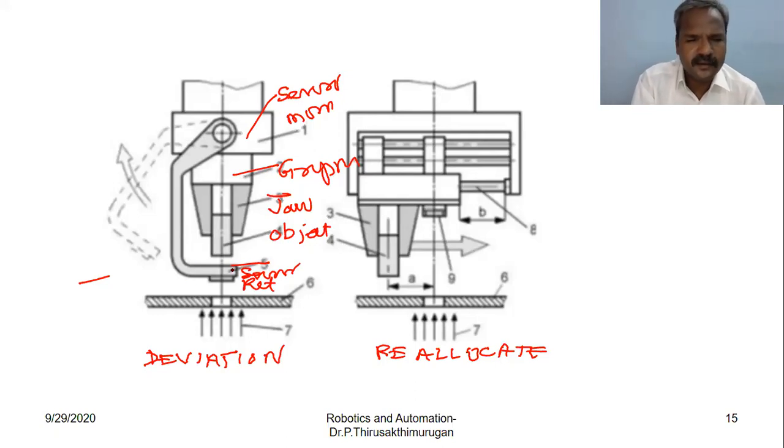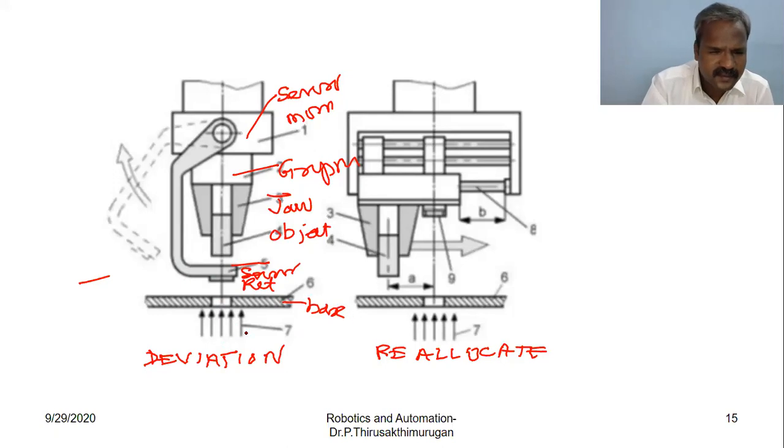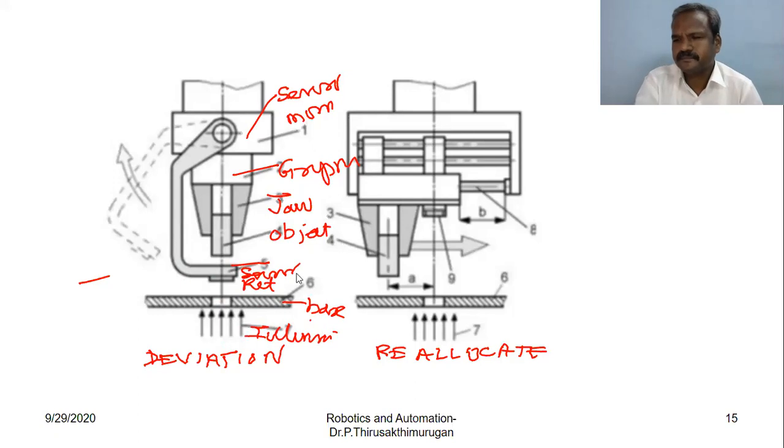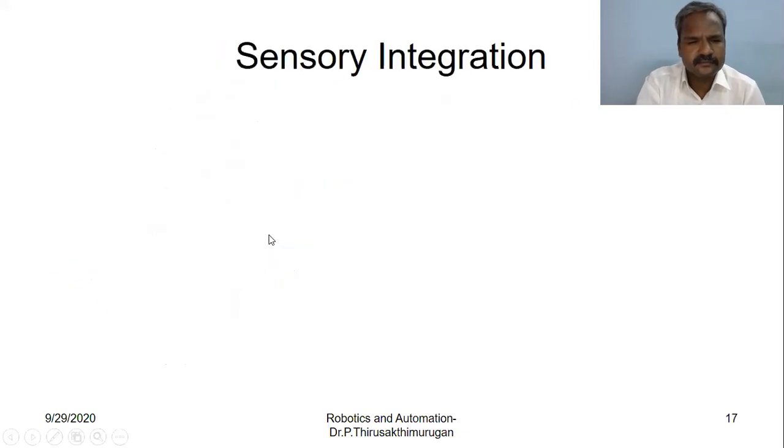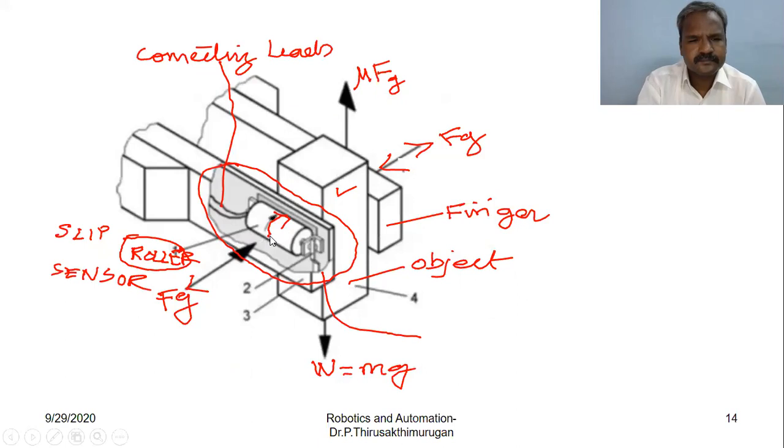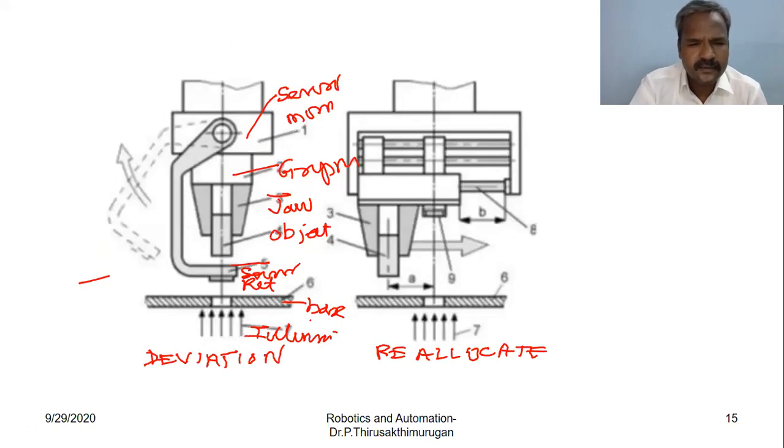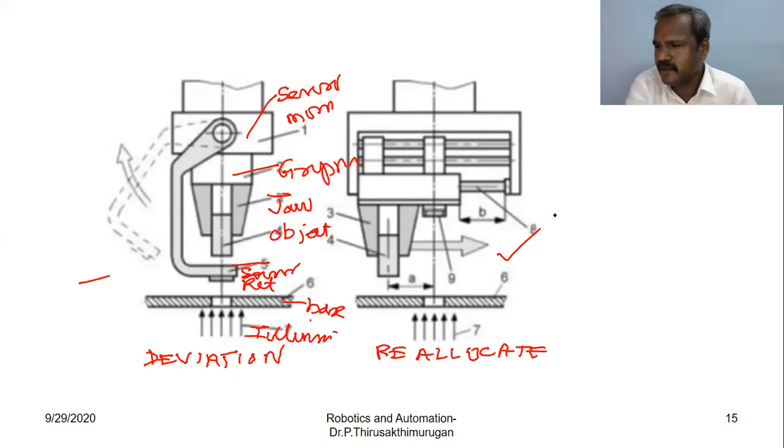Sensor retaining bracket. Then 6 is the base. This is the base. 7 is the illumination light. Okay. Same configuration here, but this is the reallocate sensor integrated with the gripper. So this is the reallocate gripper employed there.